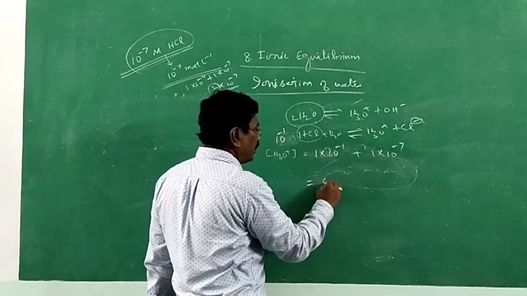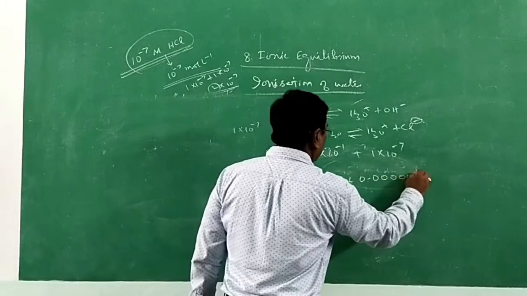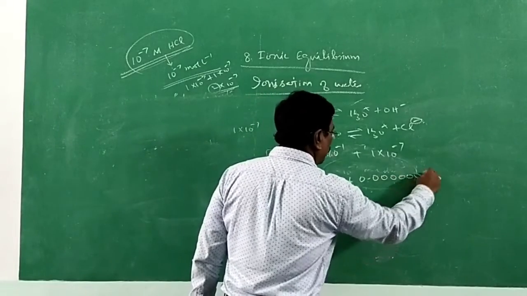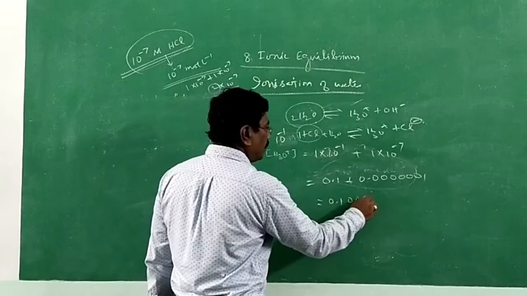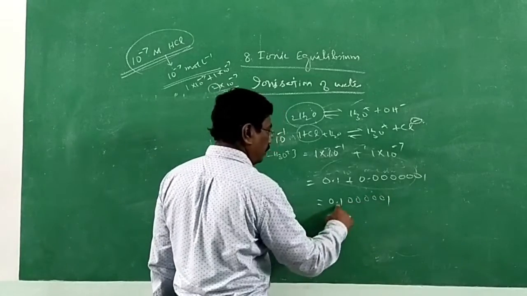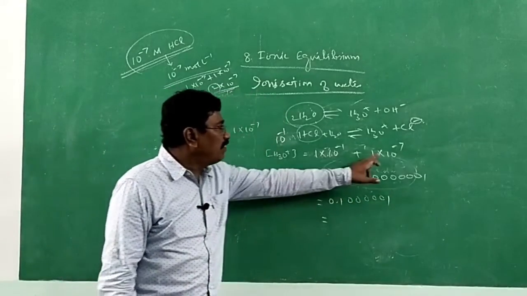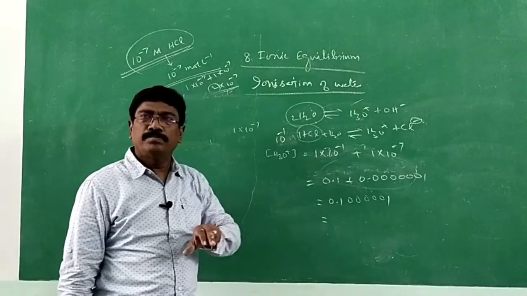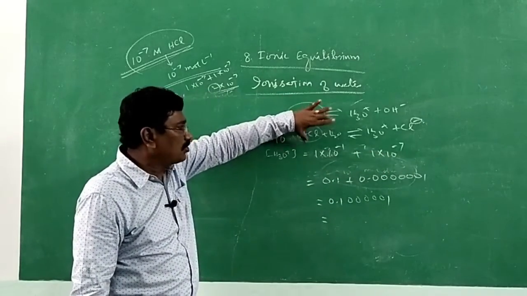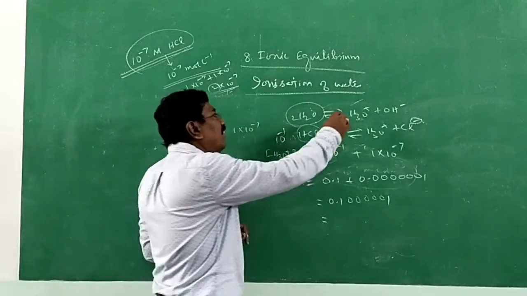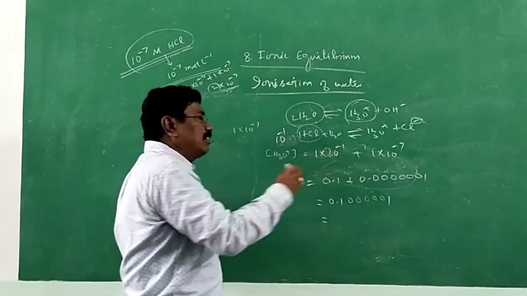What is this value? It is 0.1. What is this value? 0.000000001, 1, 2, 3, 4, 5, 6, 1. If I add, what will happen? 0.10000001. What is this value? So the addition becomes meaningless if the acid happens to be strong. If the acid happens to be strong, the addition of hydrogen ion from water need not be taken into account.